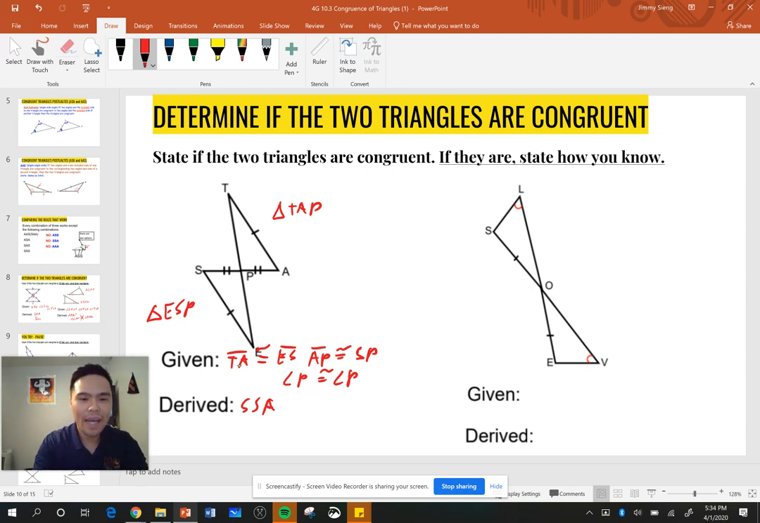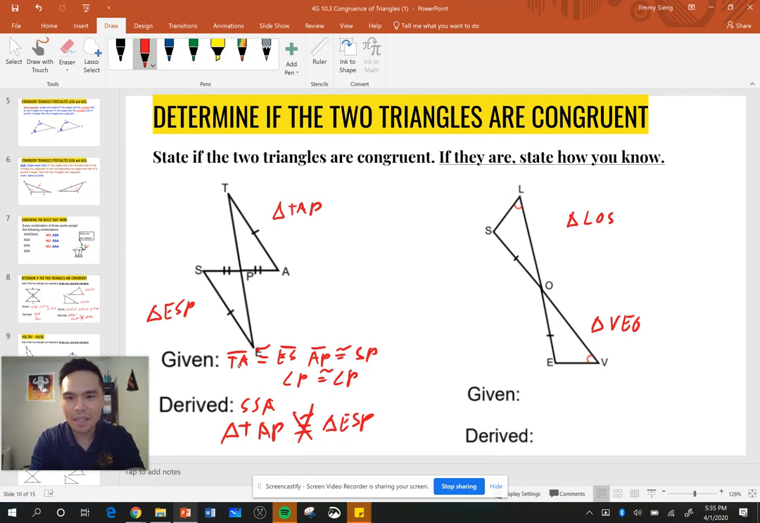So we know that triangle TAP is not congruent to ESP. Why? Because it doesn't got angle, side. So that's why we know. Okay, let's go to this next one together. I got triangle LOS, and I got here triangle, what is it? VO.